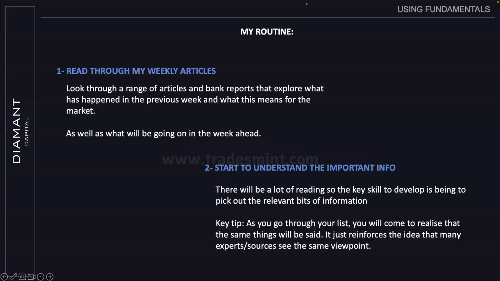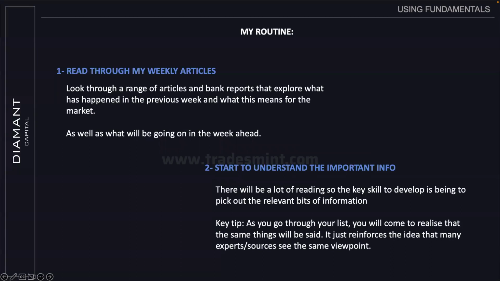So, first things first, read through the weekly articles. Look through a range of articles and bank reports that explore what happened in the previous week and what this means for the market. As well as this, you're going to be researching what is going on in the week ahead, so pretty much what events are going to be coming up. Then you start to understand the important information.